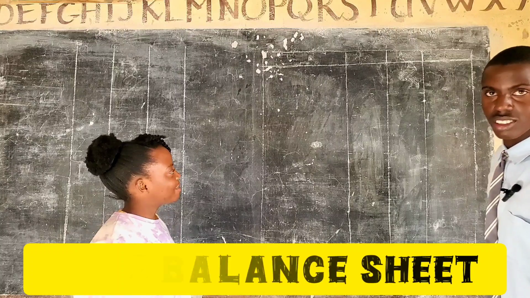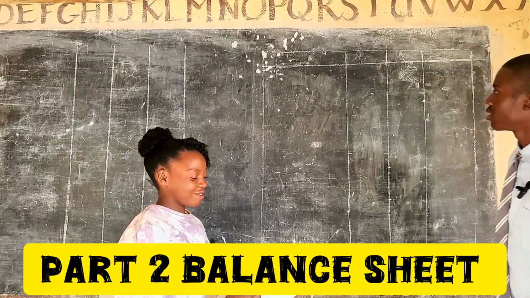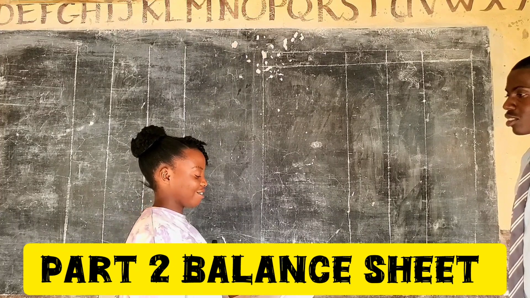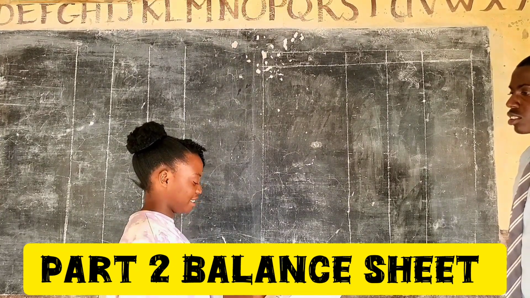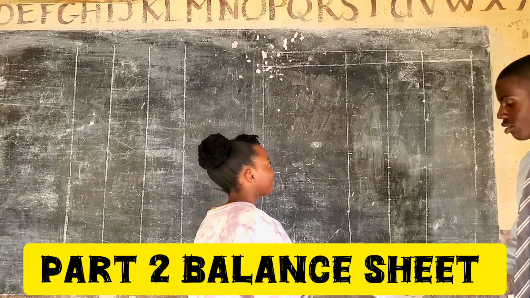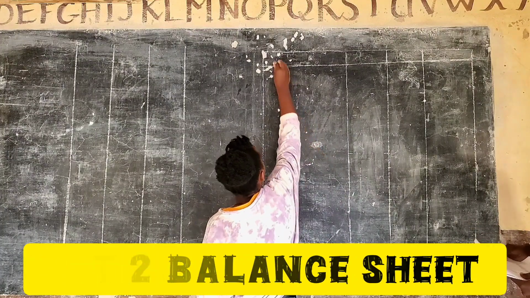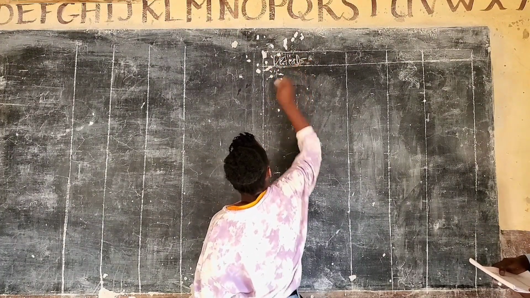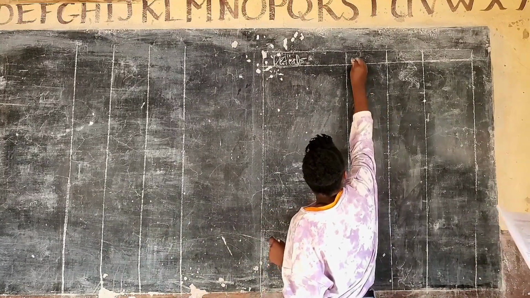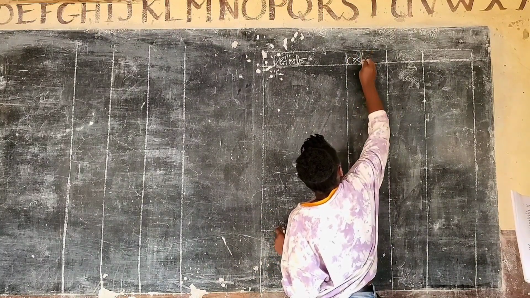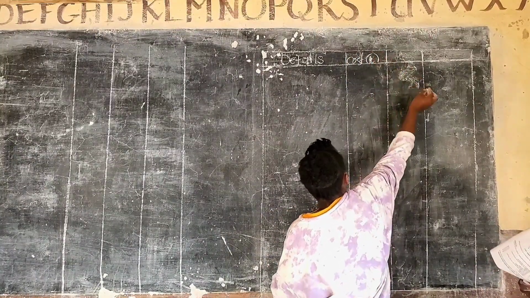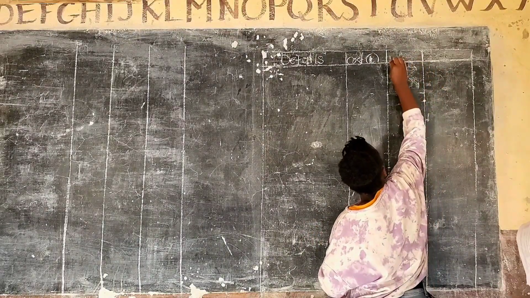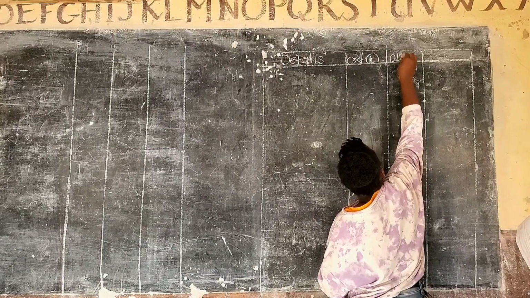Welcome to part 2, where we're revising 2019. We're now continuing with the balance sheet. This one is for details. This is cost, with our currency. This is depreciation, so we're just going to say DE.